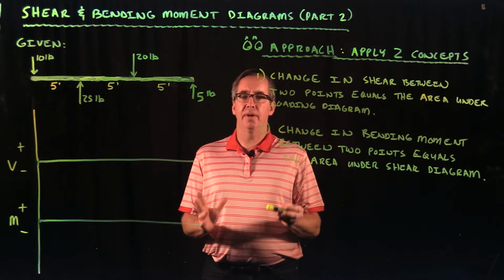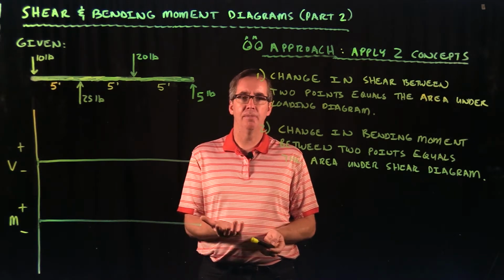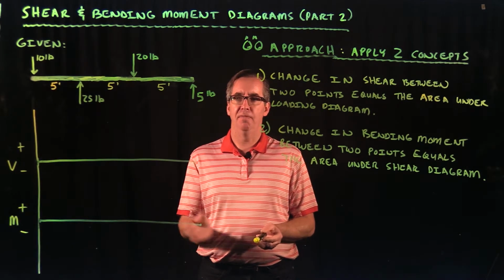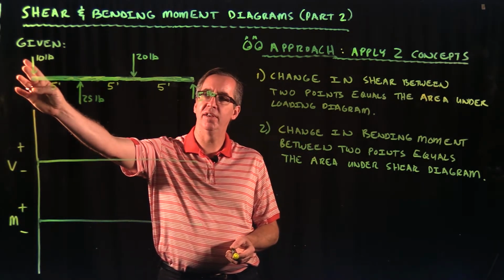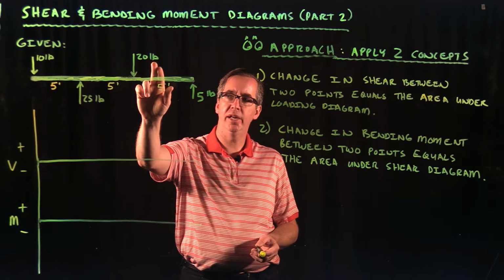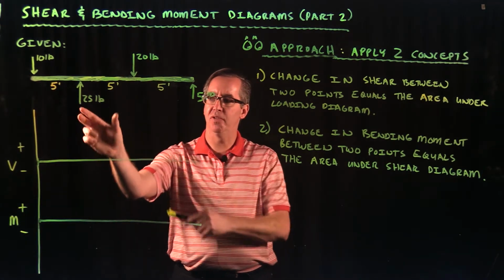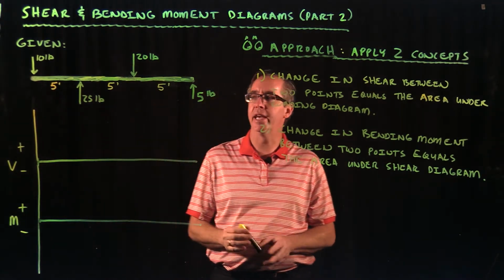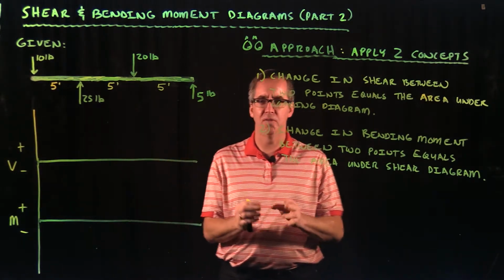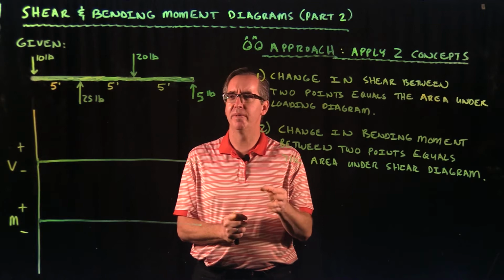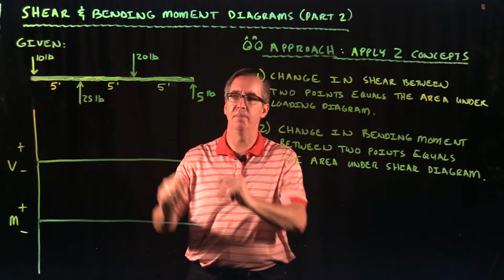In this video, I'm going to show how to draw the shear and bending moment diagrams for a beam that has a load of 10 pounds on the left-hand side, as you can see, an additional load of 20 here, and then it has reactions of 25 and 5. I went ahead and computed the reactions so that we can focus more on the shear and bending moment diagram itself, not so much on equilibrium for the beam.